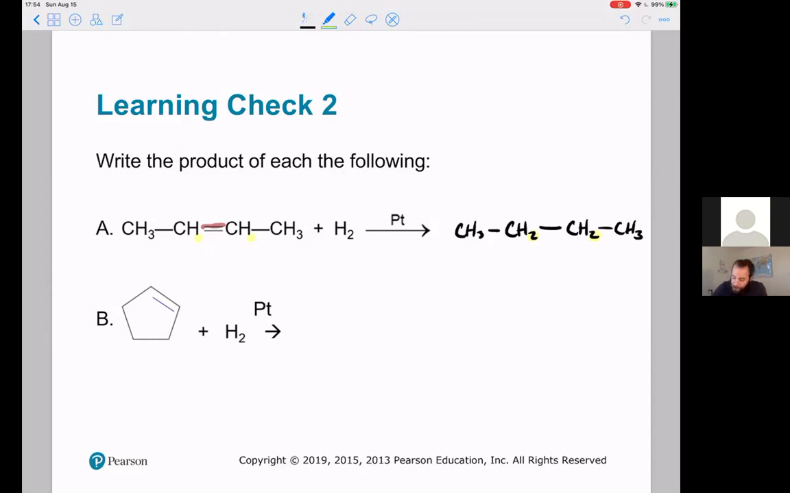If I'm going to do it all strictly in bond line structure, right, all I'm really doing is getting rid of and replacing with hydrogens, and I don't even have to explicitly draw those hydrogens in there. So it's as simple as just not drawing that extra double bond, or that extra line which represented the double bond.